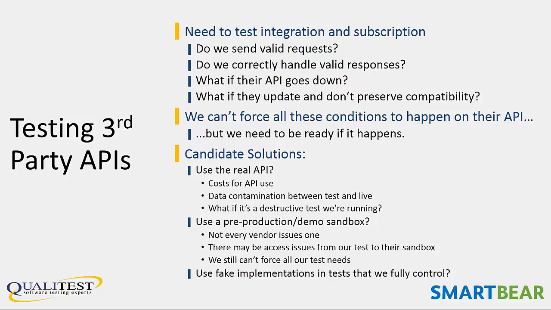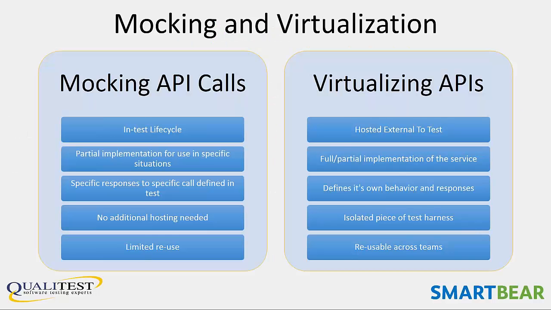But even with that, that would be a third-party API in its own right. It's on their pre-prod environment, it's on their demo environment. You still can't force all of the test scenarios. You can't necessarily force that API to throw you an error message. So what's left to us? Well, the obvious one is we build up implementations of the API fully under our own control. There's two main approaches we can use to do this. There's mocking and there's virtualization.